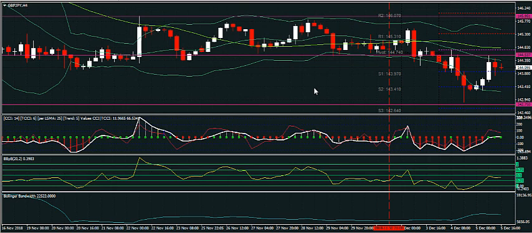But things can change over the next few hours, the next few trading sessions, and I could still potentially get a bigger move here on the pound yen. So this is one of the other currency pairs that I'm keeping an eye on.